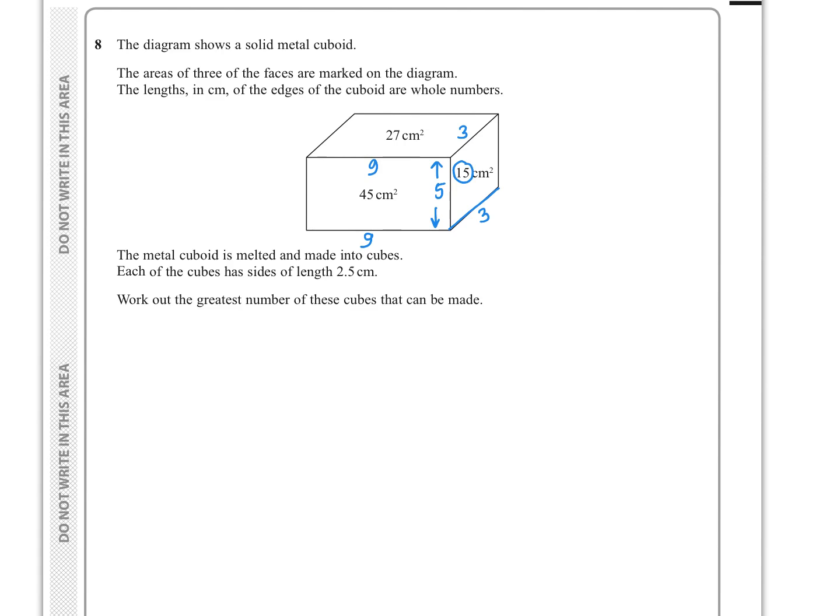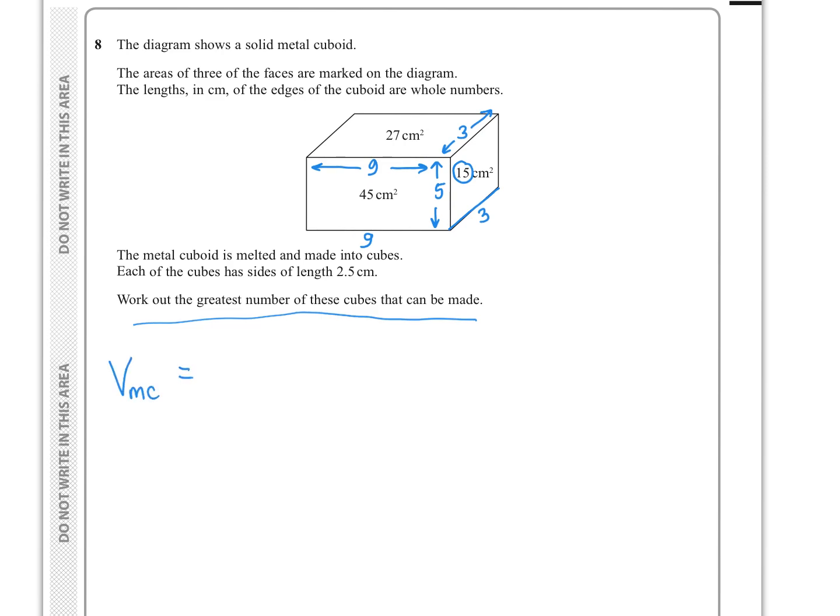So we've got a 5, a 3, and a 9. Okay, so that works. And it says, the metal cuboid is melted and made into cubes. Each of the cubes has sides of length 2.5 centimetres. We've got to work out the greatest number of these cubes that can be made. So first of all, why don't we work out the volume of the metal cuboid?